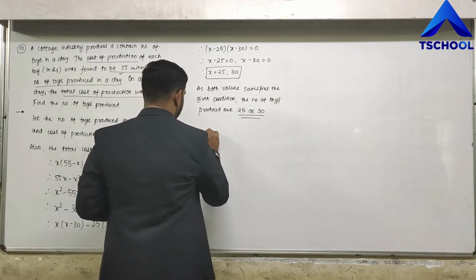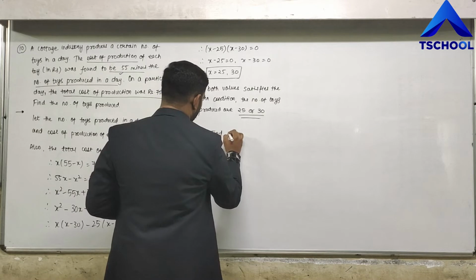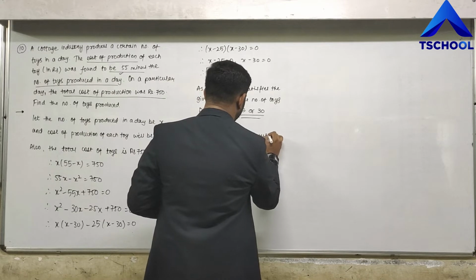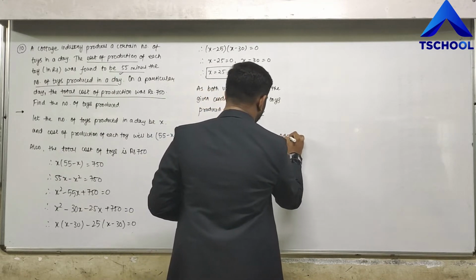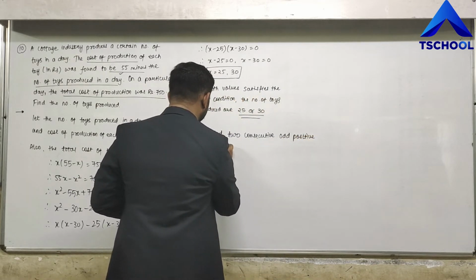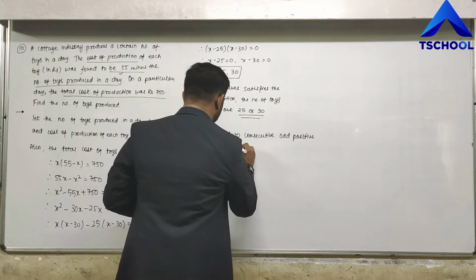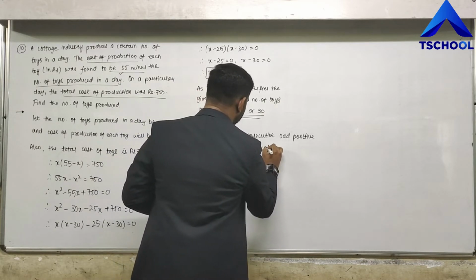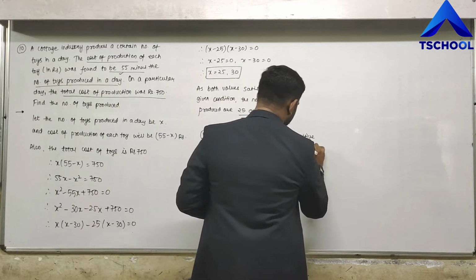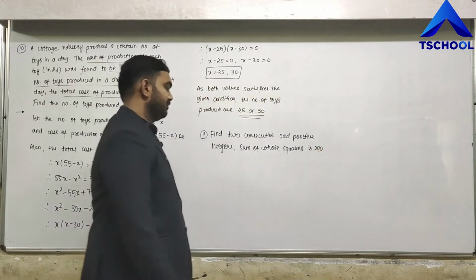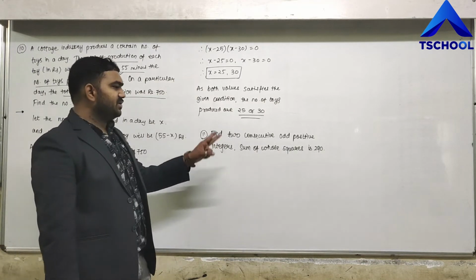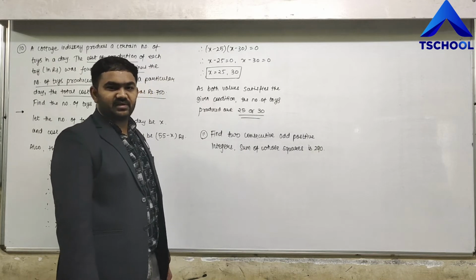Find consecutive odd positive integers, the sum of whose squares is 290. Sum of whose squares is 290, right? Find two consecutive odd positive integers, the sum of whose squares is 290.